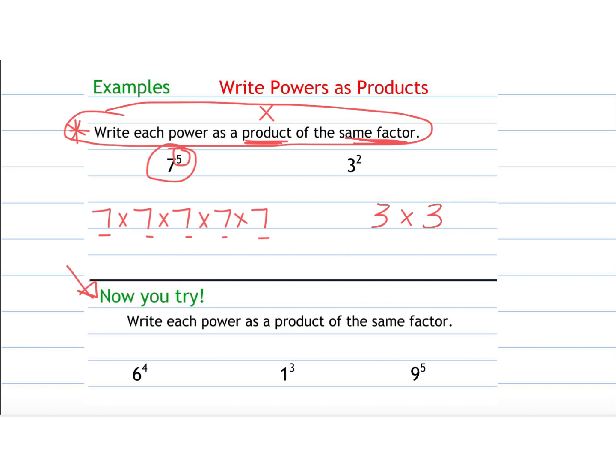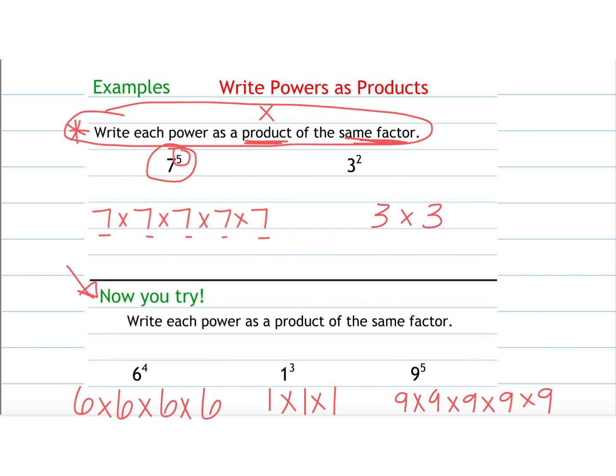So we have 6 to the 4th power, which is 6 times 6 times 6 times 6, because we have 6 multiplied 4 times. 1 to the third power, or 1 cubed, is 1 times 1 times 1, and then 9 to the fifth power is 9 times 9 times 9 times 9 times 9.